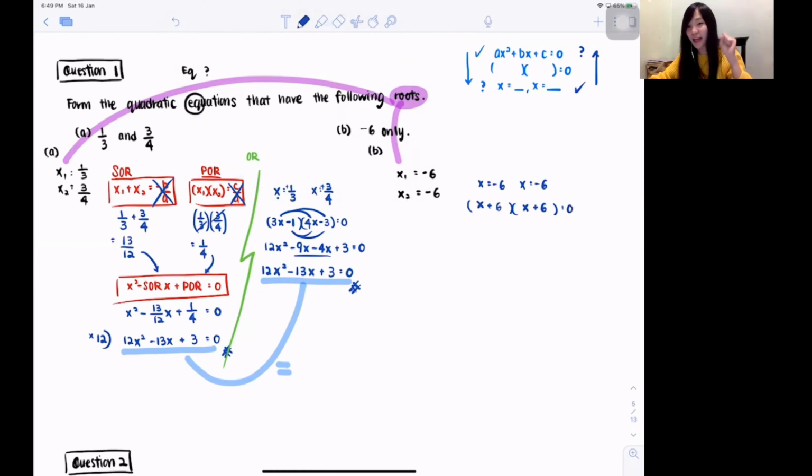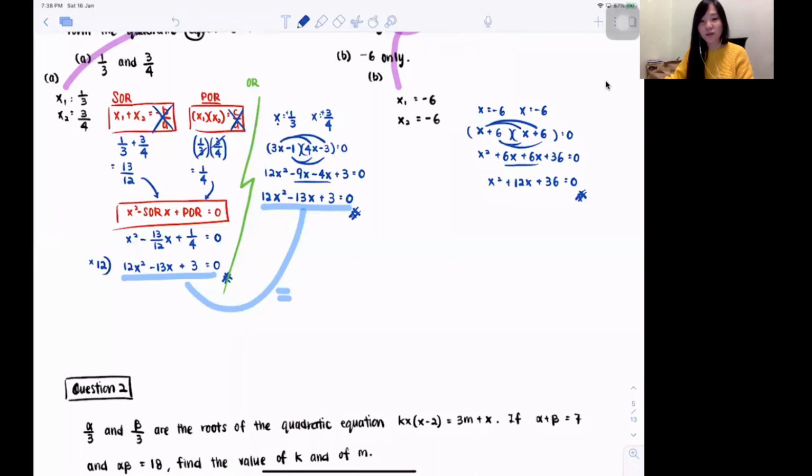Now you guys can expand it. x times x, x squared. x times 6, 6x. 6 times x, 6x. 6 times 6, 36. Equals to 0. Those I can combine, I combine them together. 6x plus 6x, 12x. Equivalent to 0. Done. For those who don't trust me, you can use the first method to do this B and you will get the same answer. Can?